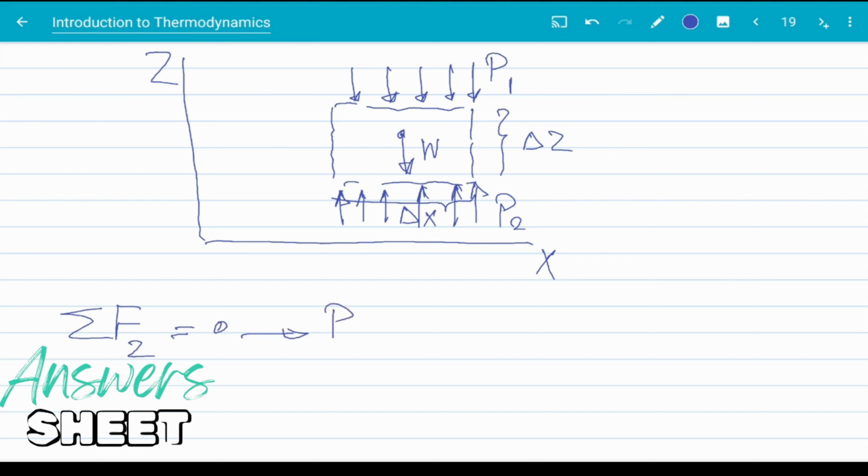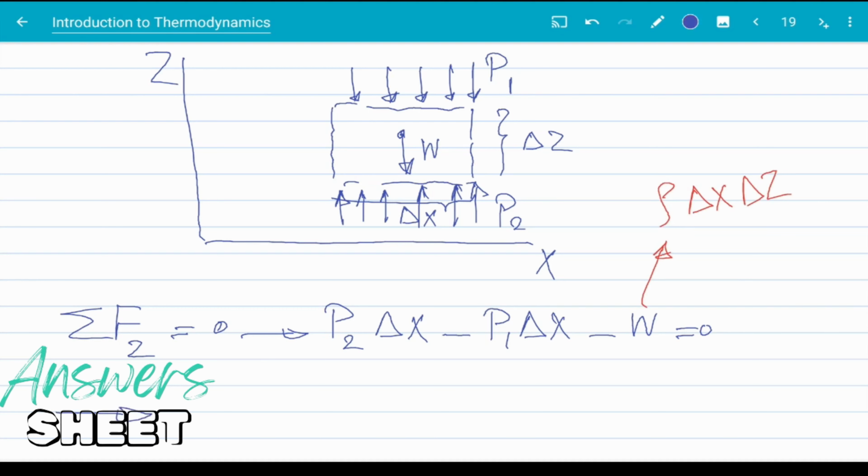Forces acting in z directions are pressure P1 and P2 acting on top and bottom sides respectively, and W, or the weight of the element. So sigma Fz is equal to 0. If we want to expand that, that is P2 times delta x times unit depth, which we are going to assume is 1 and neglect from now on, minus P1 times delta x minus the weight, which is equal to 0. Weight is the density of the fluid times volume of the element, times g. Now here in the video, I forgot to write g initially, but I'll add it eventually.